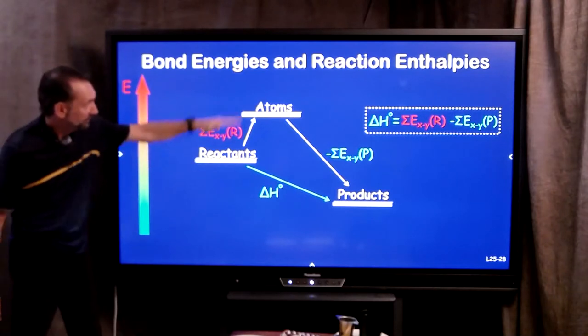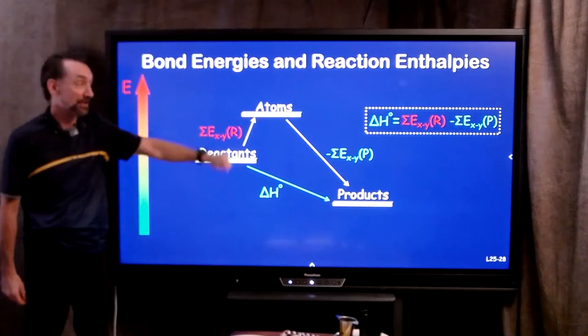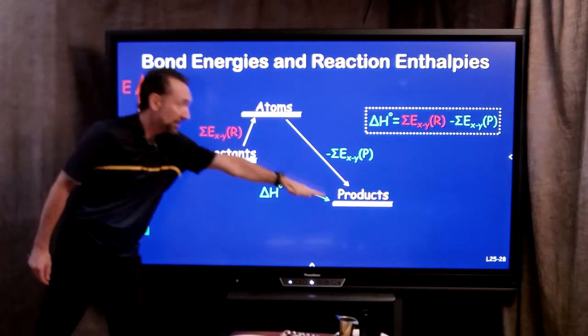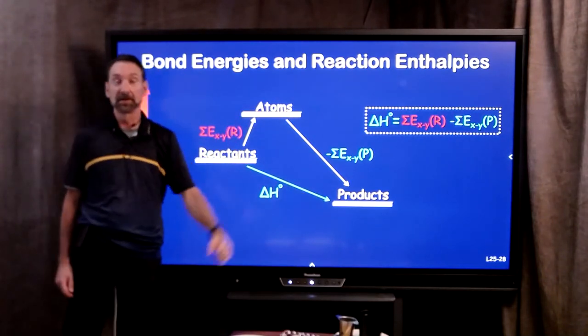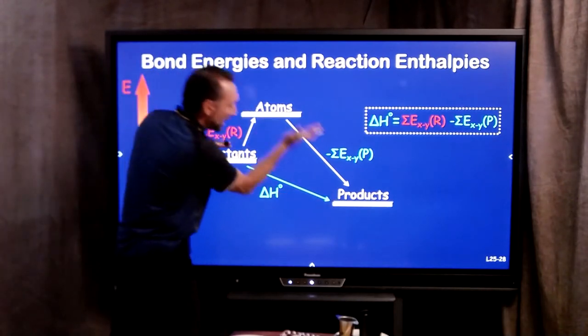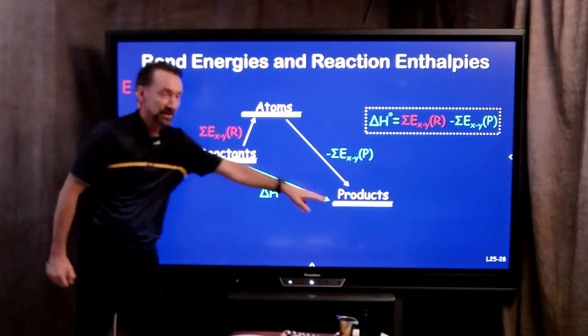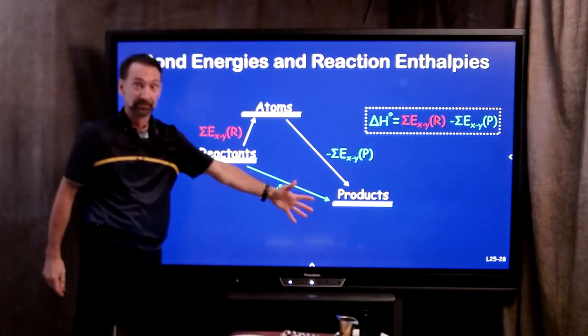This step here always goes up in energy. Breaking stuff into atoms always goes up in energy. Taking atoms and forming products always goes down in energy. The difference between how much that goes up and how much that goes down is the difference in energies between the products and reactants. That's what we want to know.